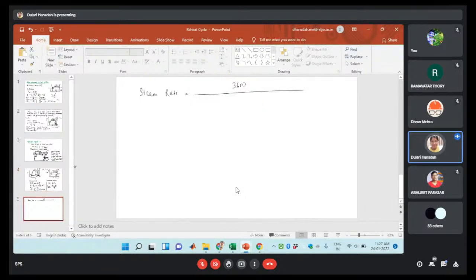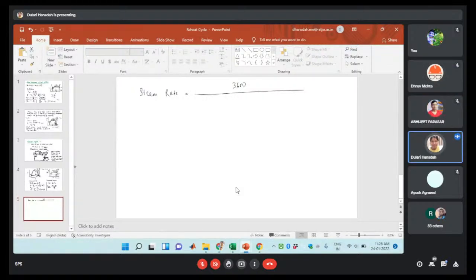So steam rate is nothing but, what was that formula? What is the steam rate? If anyone can say. It is 3600 divided by W net, the net work output.